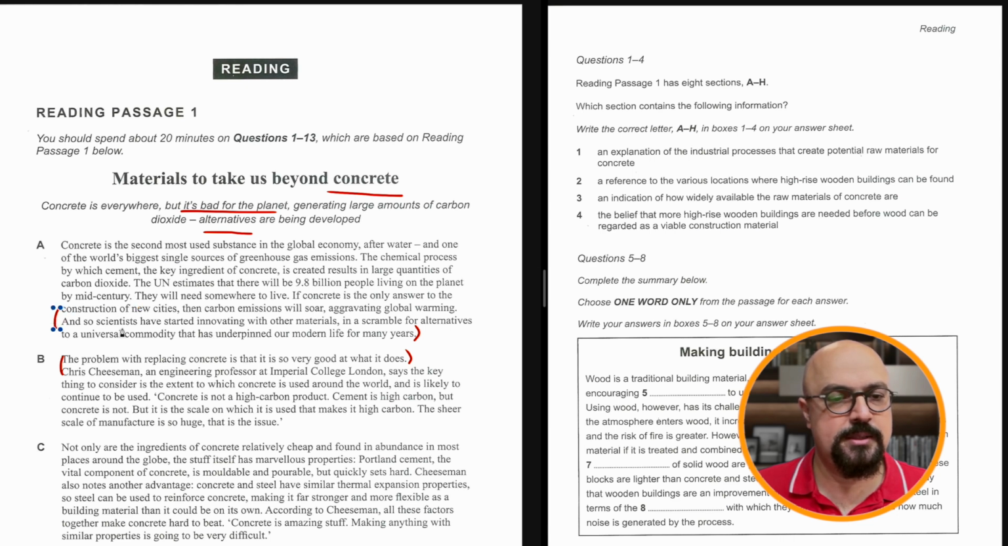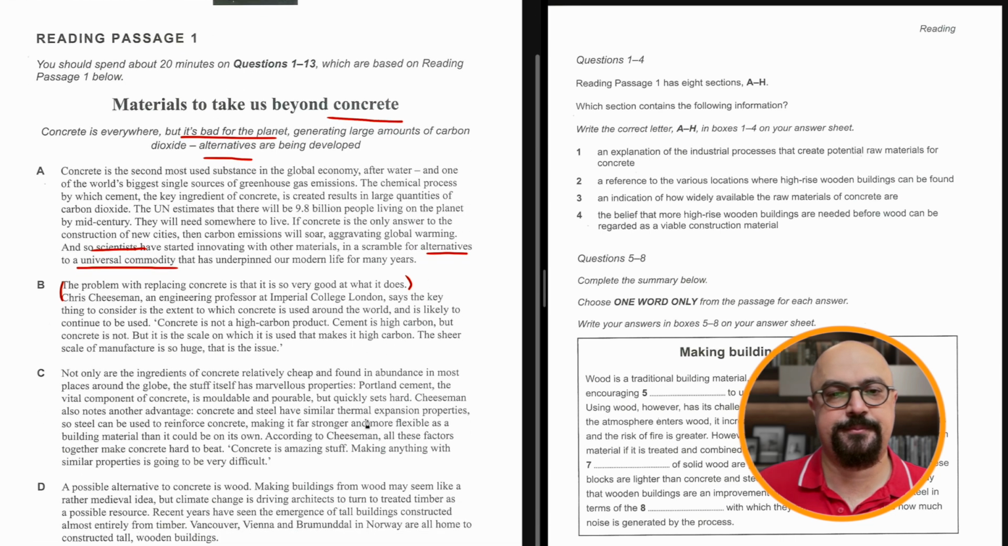So scientists have started innovating with other materials in a scramble for alternatives for a universal commodity that has underpinned our modern life for many years. Okay, so they're looking for alternatives to this universal commodity. Scientists are working on it. Great. So we underline those keywords for later.